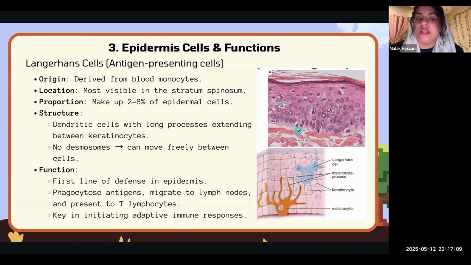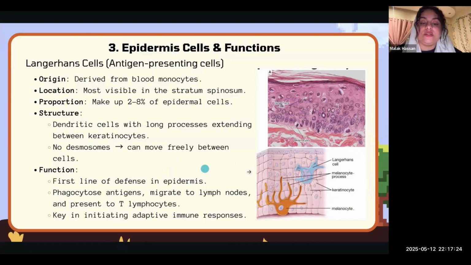Now, what is their structure? They're dendritic cells, which means that they have long processes and they extend between keratinocytes, and they don't have any desmosomes, okay, which makes sense because they're immune cells. They're kind of like a policeman. They're like patrolling, so they can move freely between the cells.